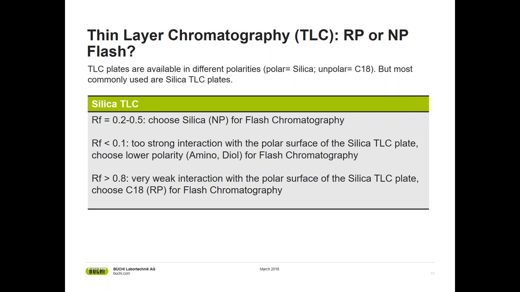First of all, if your RF value is between 0.2 and 0.5, choose a silica cartridge. If your value is lower, meaning a too strong interaction with the polar surface of the silica, choose a lower polarity for your flash application or prep HPLC, such as amino or diol. In case you get a very high RF value, the interaction of your compounds with the polar surface of the silica is too weak, and then we recommend to choose C18. And if you want to confirm that, just use a C18 TLC plate.